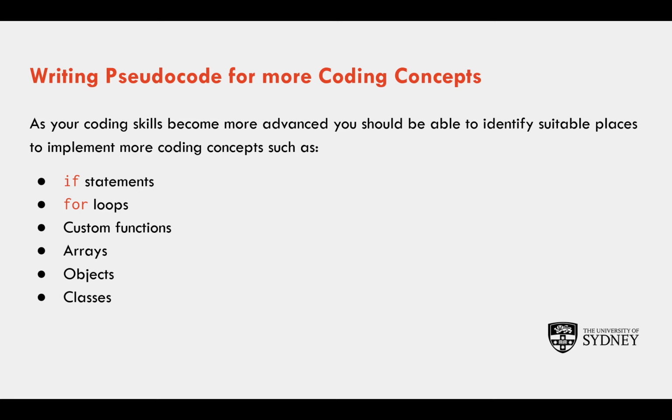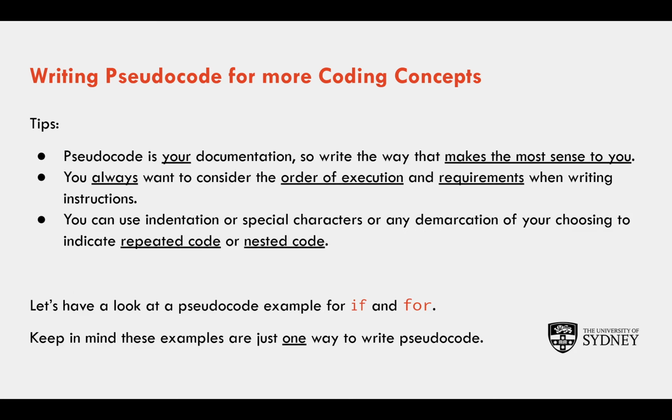So, as you learn more coding concepts and your skills develop, you'll be able to identify places that you can implement if statements, for loops, custom functions, arrays, objects, and classes. And it'll be up to you how you want to write pseudocode for those. There's no real specific way to write pseudocode. So pseudocode is your documentation. You should write it the way that makes sense to you, because you're the one who's going to have to read it and interpret it to turn it into instructions.